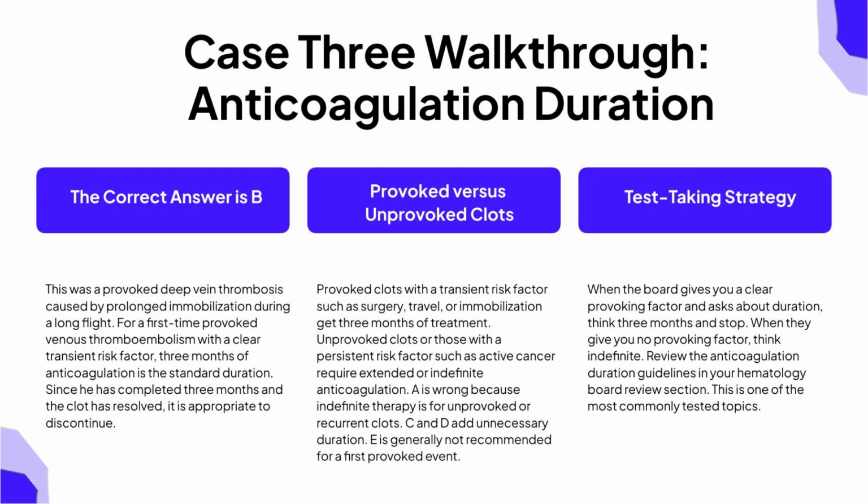Choice A, indefinite therapy, is for unprovoked clots or those with persistent risk factors like cancer. Choices C and D extend therapy unnecessarily and expose the patient to bleeding risk. Choice E, hypercoagulability workup, is generally not recommended for a first provoked event.